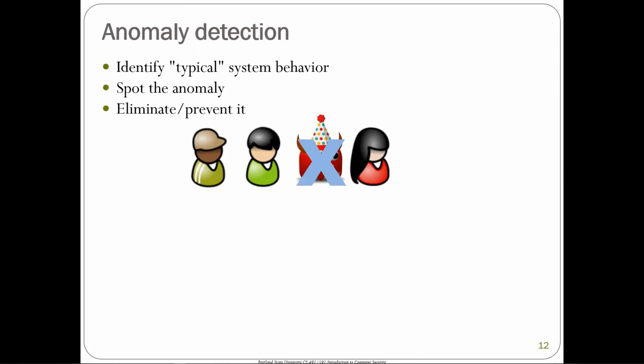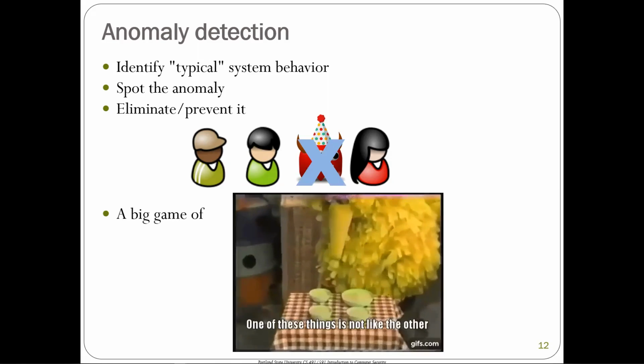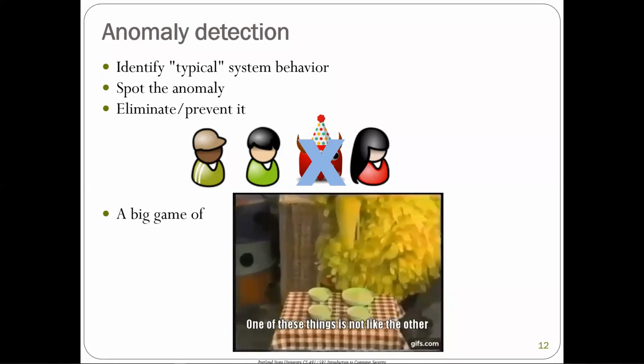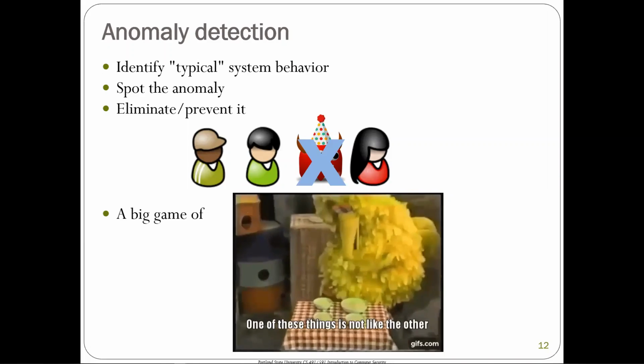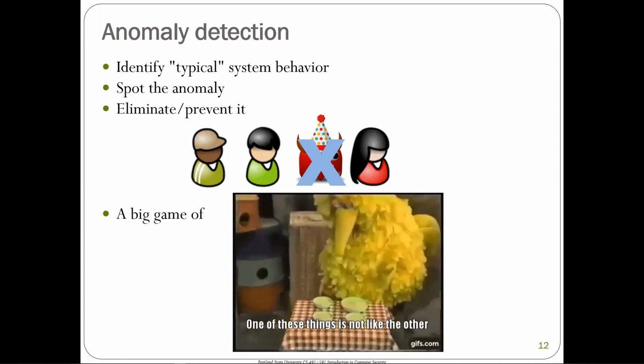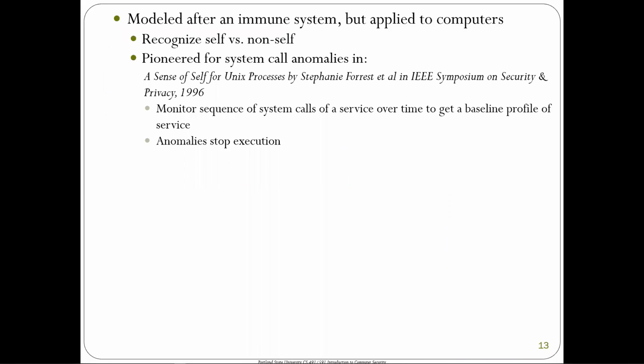And so this is basically a big game of this Big Bird thing. So this is one of the things, like, I don't know if any of you grew up on Sesame Street. You're like, oh, I can do this. One of these things is not like the other, is basically what you're doing with anomaly detection. Okay, so this is actually modeled after the immune system. So the human body should know, I mean, assuming you don't have an autoimmune condition, the human body knows what the legitimate tissues and the cells are of itself.